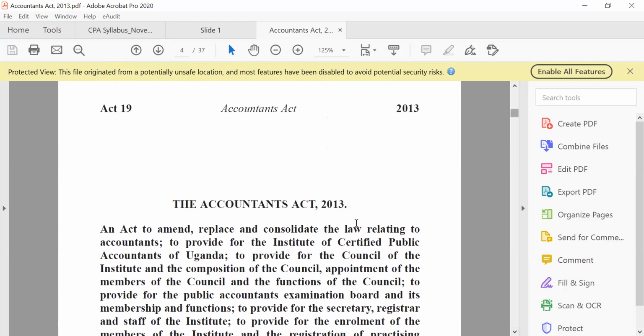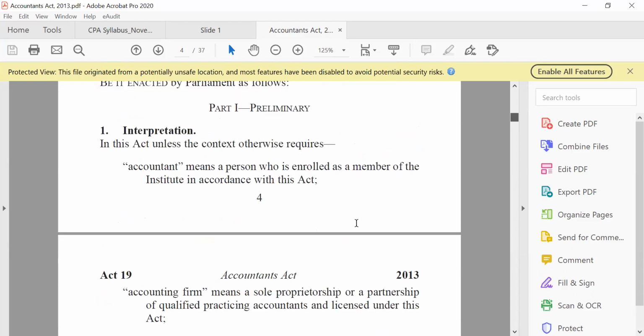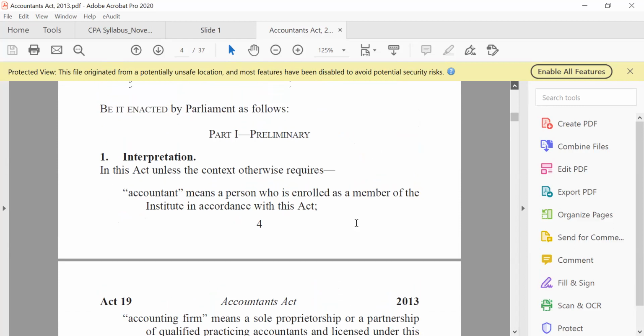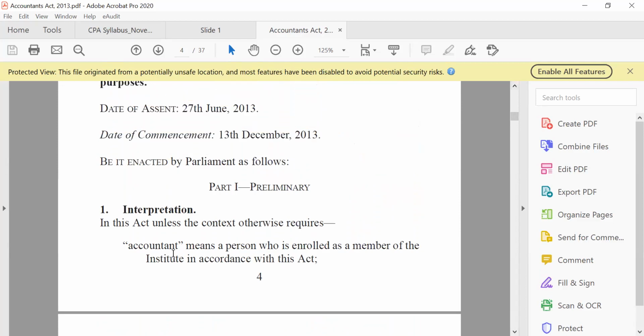But for reasons of this, we want to understand, what does the act say about an accountant, okay? The act is saying that an accountant means a person who is enrolled as a member of the institute in accordance with this act. That is an accountant. Now, there's a keyword here, member.